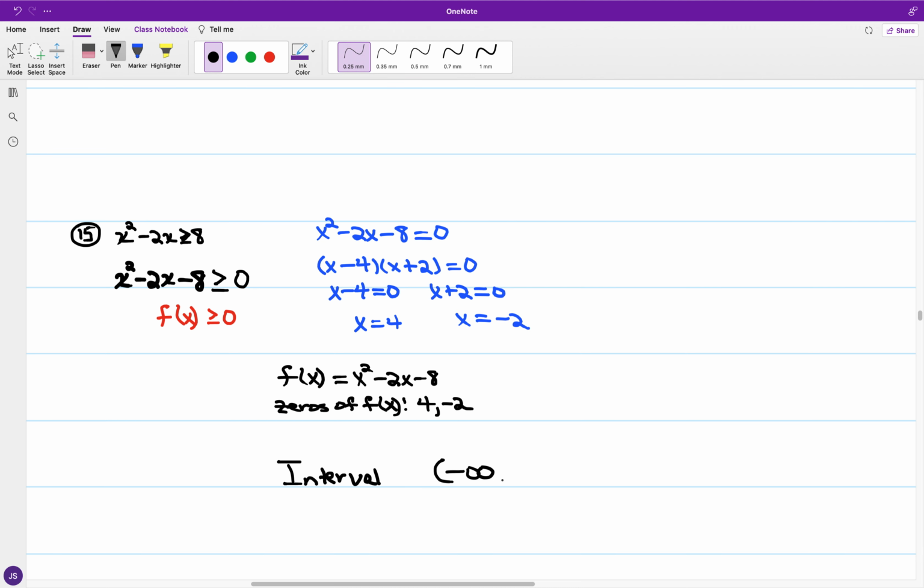At the lower end, we have those values of x less than negative 2. And bypassing negative 2, we now have the next set to be the values of x such that negative 2 is less than x is less than 4. Then for the rest, we have those values of x greater than 4.